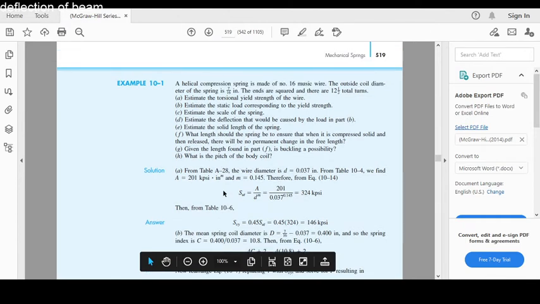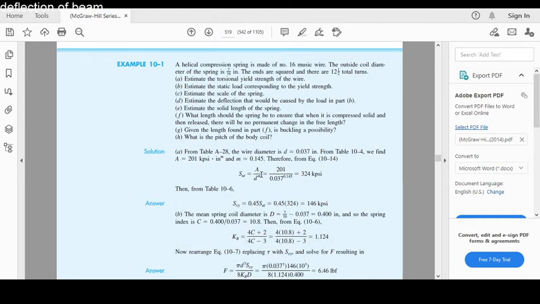Okay, so this is the equation. This is the example of it. Example 10.1. The helical spring is made of number 16 music wire. The outside coil diameter of the spring is 7/16 inches. The ends are square, and there are 12 half-inch total turns. Estimate the torsional yield strength of the wire. Estimate the static load corresponding to the yield strength. Estimate the scale of the spring. Estimate the deflection caused by the load in part B. Estimate the solid length of the spring. What length should the spring be to ensure that when it is compressed solid and then released, there will be no permanent change in free length? Given the length found in part B, is buckling a possibility? What is the pitch of the body coil?